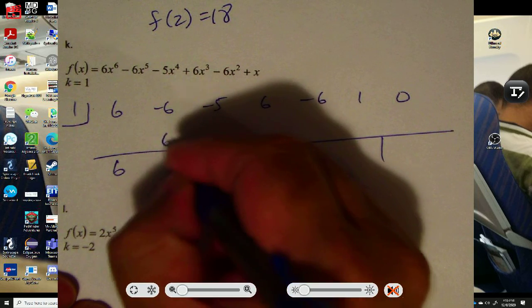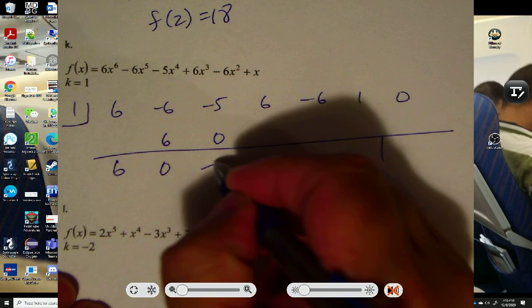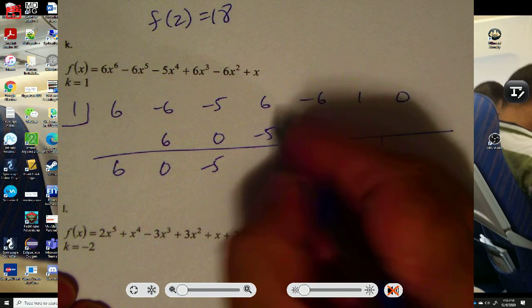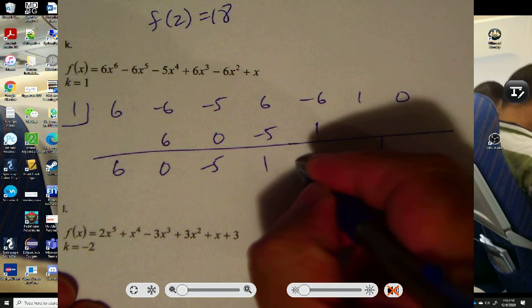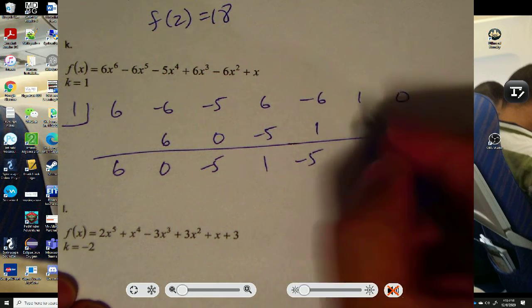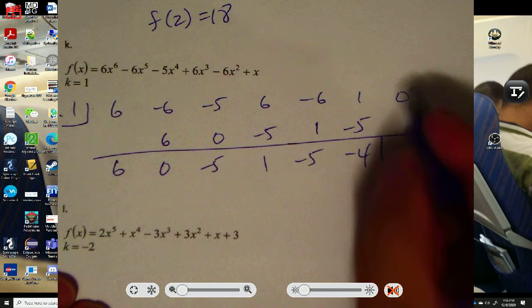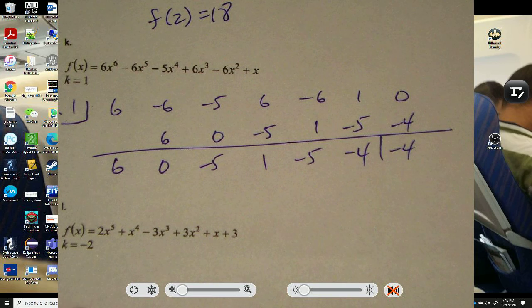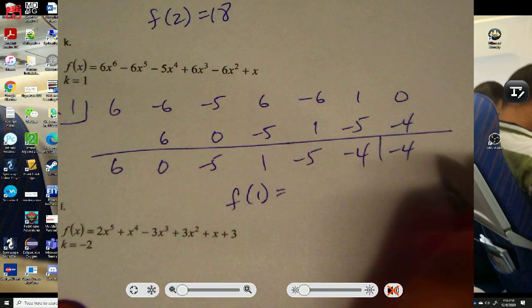1 times 6 is 6. Negative 6 plus 6 is 0. 1 times 0 is 0. Negative 5 plus 0 is negative 5. 1 times negative 5 is negative 5. 6 and negative 5 is 1. 1 and 1 is 1. Negative 6 and 1 is negative 5. Negative 5 and 1 is negative 5. 1 and negative 5 is negative 4. 1 times negative 4 is negative 4. 0 plus negative 4 is negative 4. So final answer, f of 1 equals negative 4.